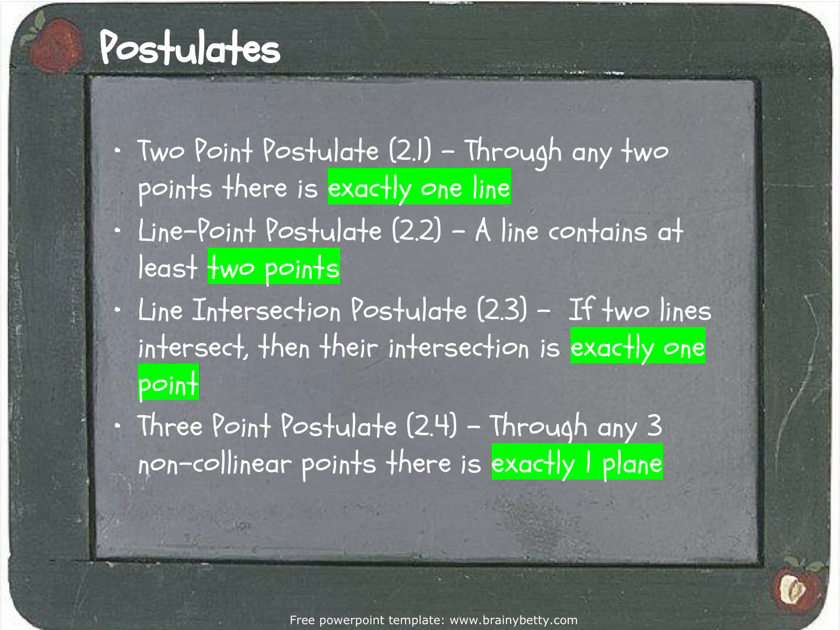So, look at the 2-point postulate. You're going to start with how many points? 2. Through any 2 points, there is exactly 1 line, okay? So, do you see how the postulate basically told you what was in there?